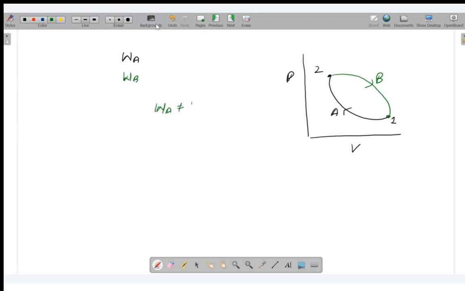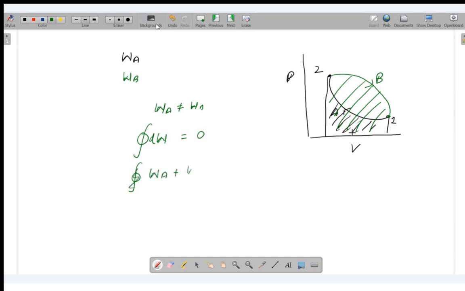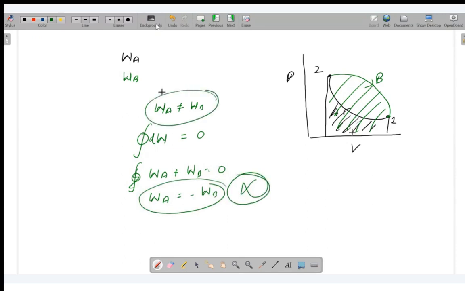But WA is not equal to WB. Why? WA is the area under this curve, and WB is the area under the other curve, and they are not equal. So you cannot say the cyclic integral of work is equal to zero. If it were zero, then WA plus WB would be equal to 0, and WA would be equal to minus WB. But this condition is not satisfied. I am saying it is not the same. Okay.